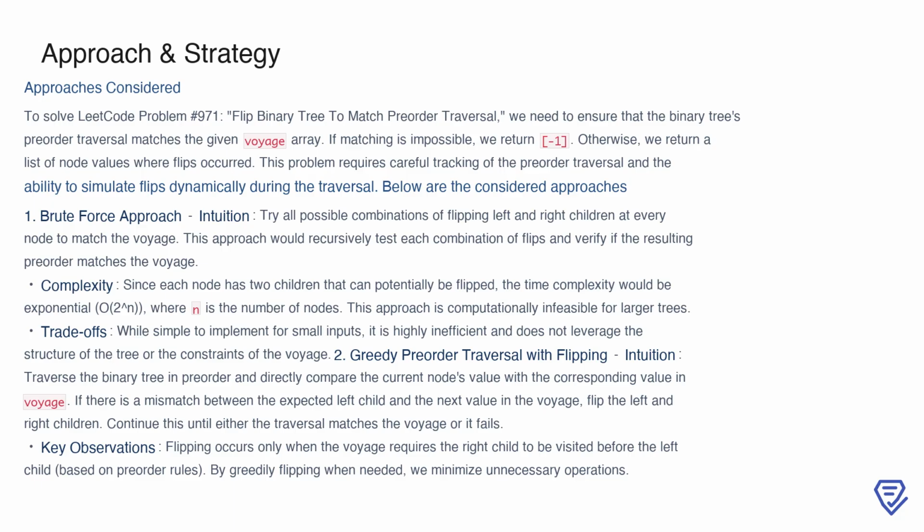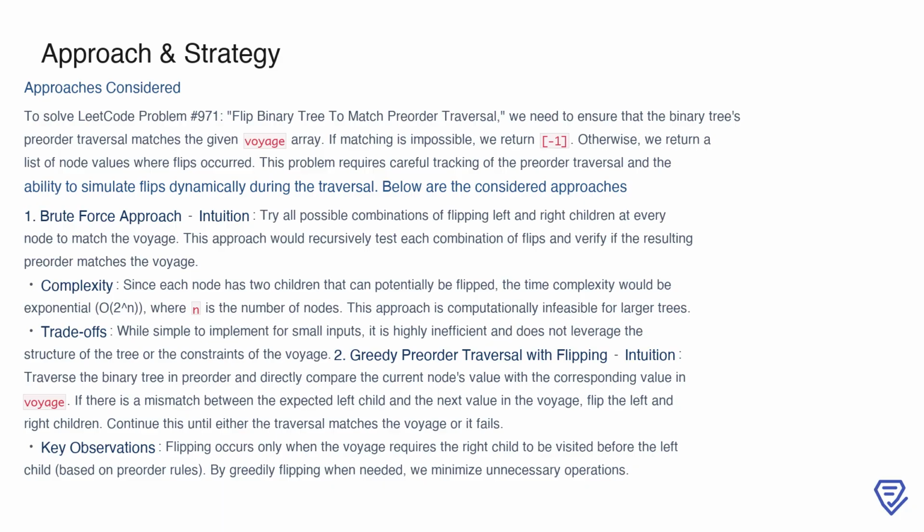To solve the problem of flipping a binary tree to match preorder traversal, our goal is to ensure that the tree's traversal aligns exactly with the given voyage array. If this is not possible, we return -1. Otherwise, we need to return a list of node values where flips occurred. To achieve this, we must carefully simulate the preorder traversal while dynamically flipping nodes as needed.